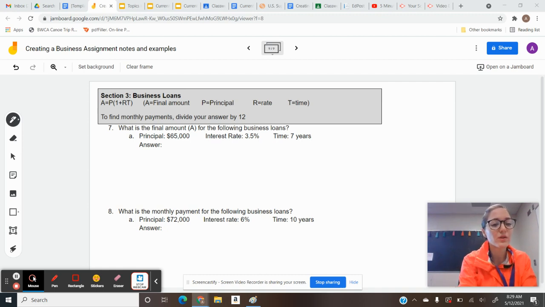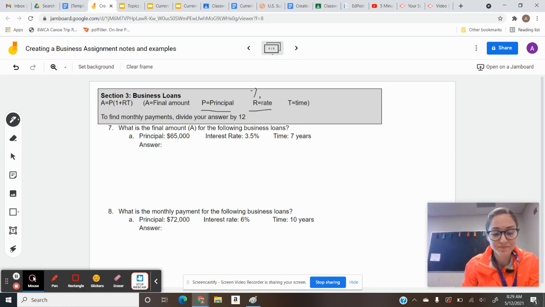The formula that we're going to be using is A equals P, multiplied by 1 plus RT. P stands for principal, like the amount you're taking your business loan out for. R is the rate, which would be the percent transformed into a decimal. T is the time, like the number of years that you're taking that loan out for. All right, so we're going to do 7A together. And then 8 is where you would figure out the monthly payments for that loan.